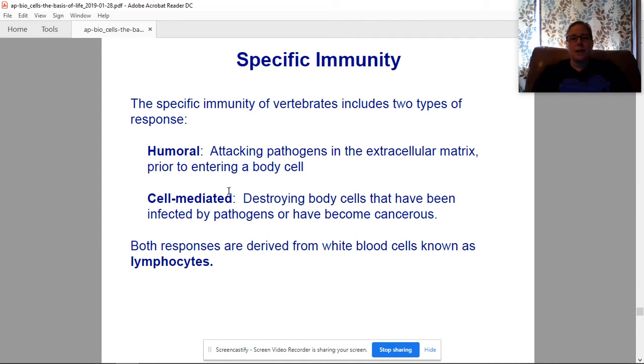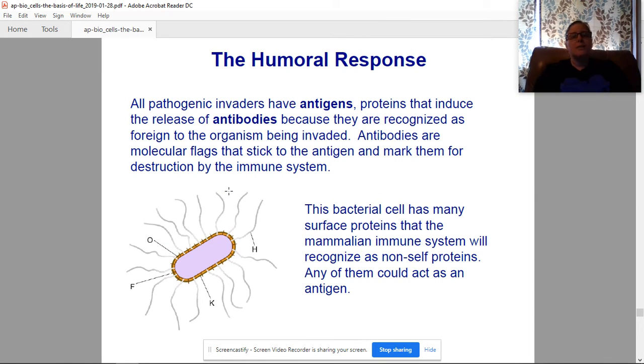Both of these kinds of attack happen from different kinds of lymphocytes, the white blood cells. A humoral response is going to be about the antibodies your body makes. The bacterial cell is going to have antigens on it. Antigens are going to be these surface receptors. And then the body recognizes those antigens after it's been exposed to them and produces antibodies. The antibodies will actually coat and connect to those antigens on the outside of the invader. So they're little molecular flags that stick to the antigen and mark them.